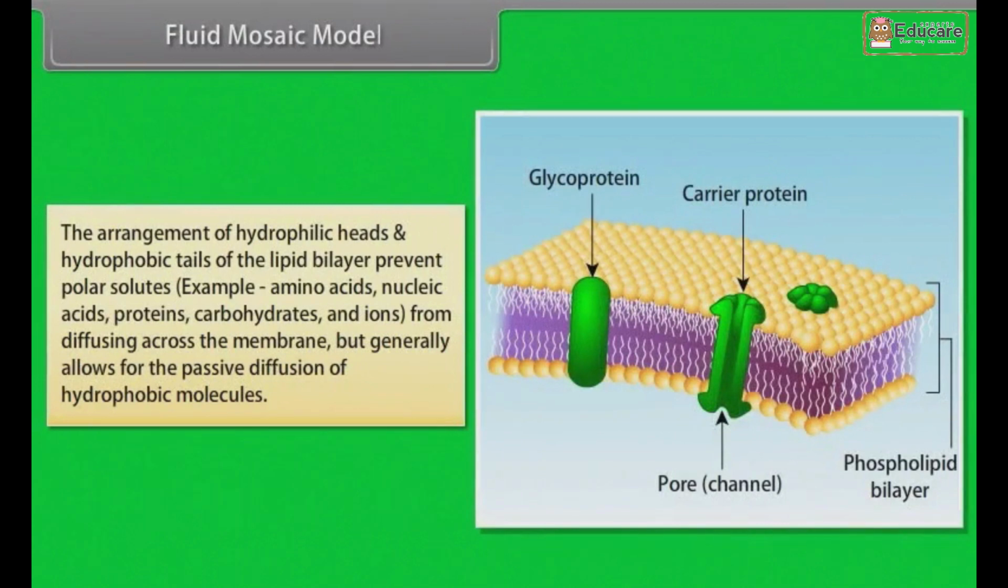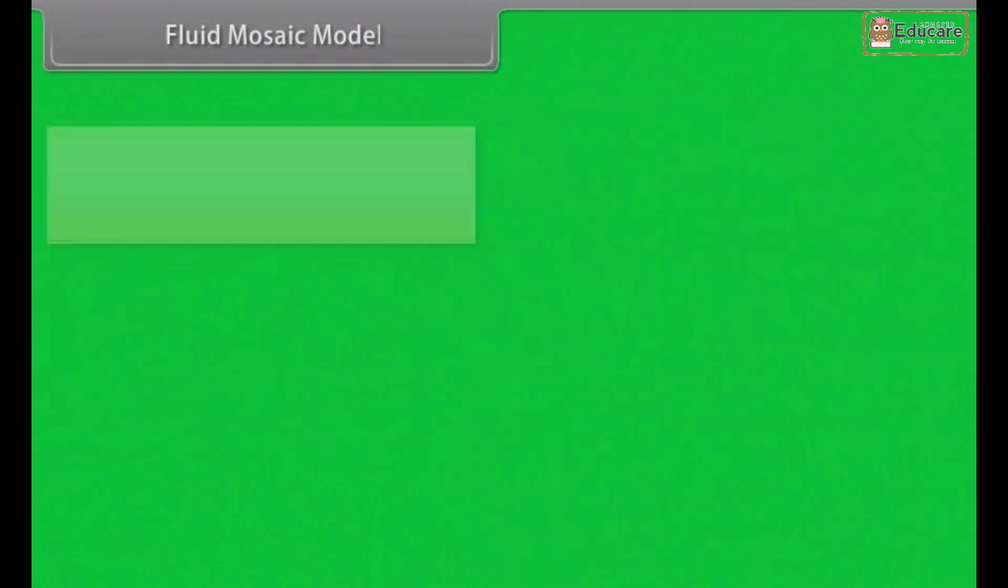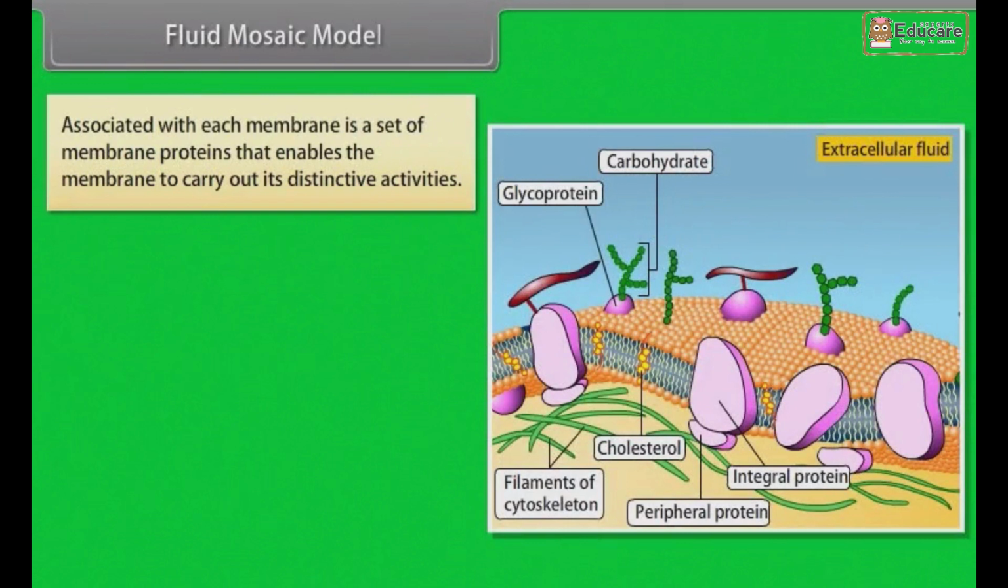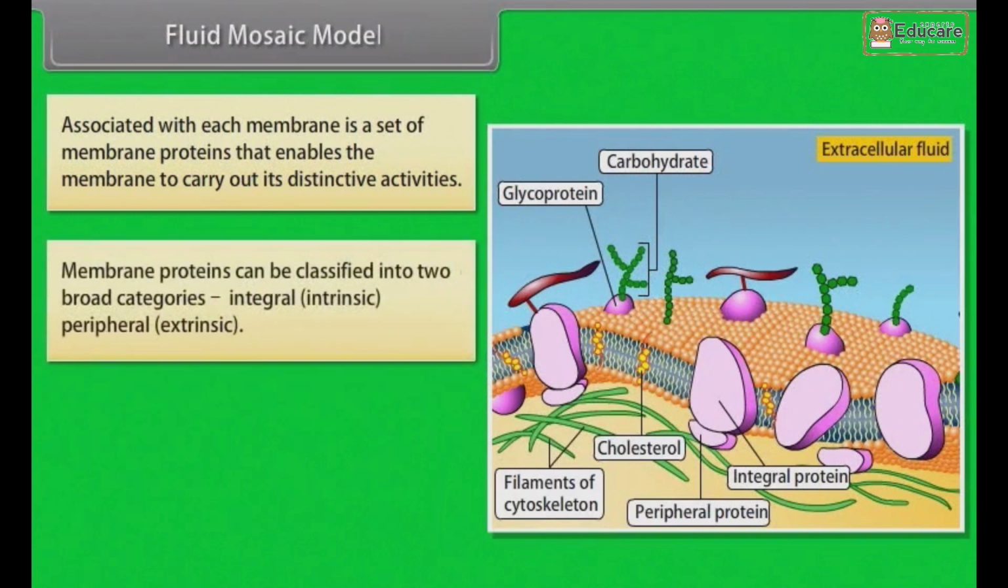The arrangement of hydrophilic heads and hydrophobic tails of the lipid bilayer prevent polar solutes, for example, amino acids, nucleic acids, proteins, carbohydrates, and ions from diffusing across the membrane, but generally allows for the passive diffusion of hydrophobic molecules. Associated with each membrane is a set of membrane proteins that enables the membrane to carry out its distinctive activities. Membrane proteins can be classified in two broad categories: integral, that is intrinsic; and peripheral, that is extrinsic.